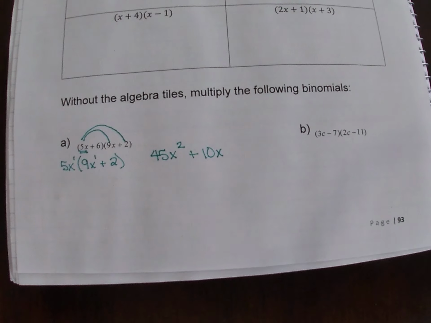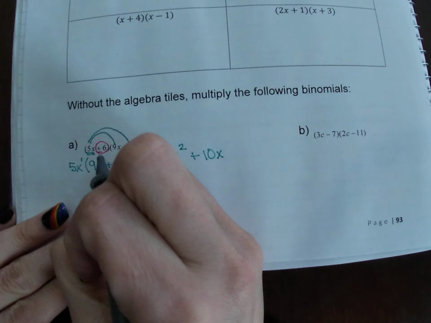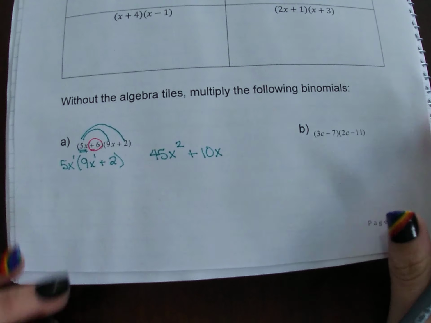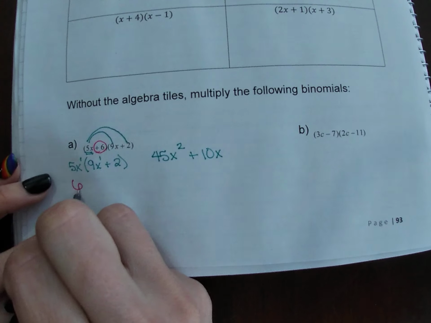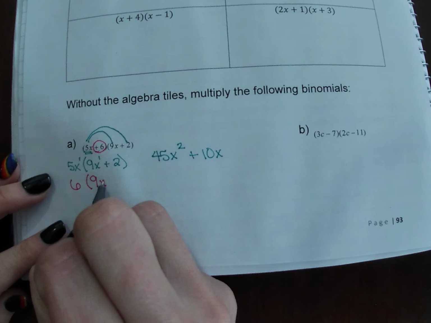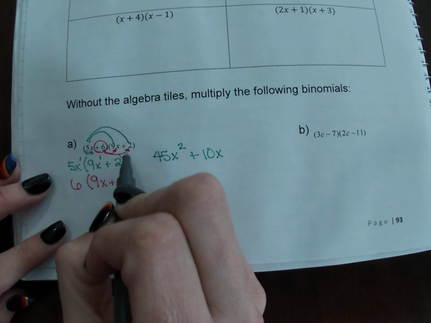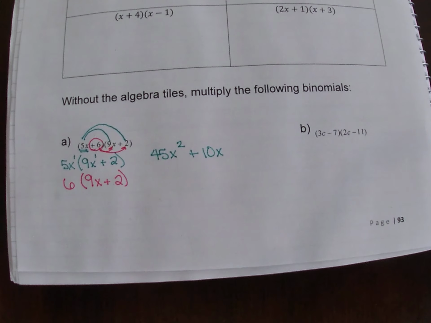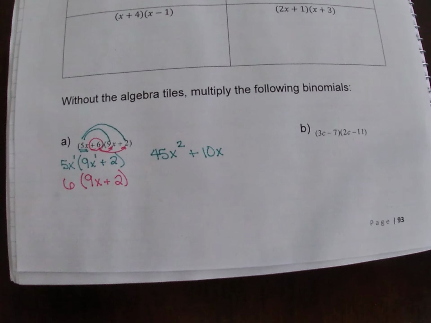Then we're going to repeat that process, but now we're going to take the second term in that first polynomial, in this case binomial. So we're going to take the 6, and we're going to multiply the 6 to both the 9x plus 2. So that 6 is now going to the 9x and to the 2. So we're doing that distributing process now twice. Since there's 2 terms in front, we are distributing 2 separate times.